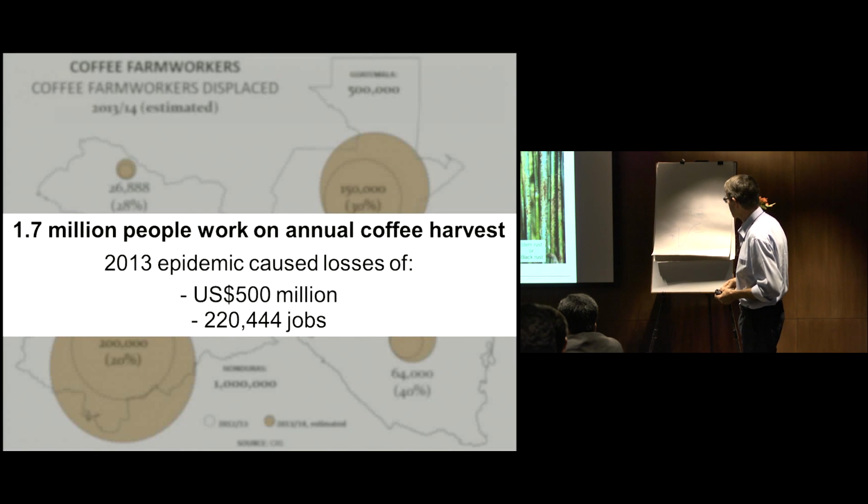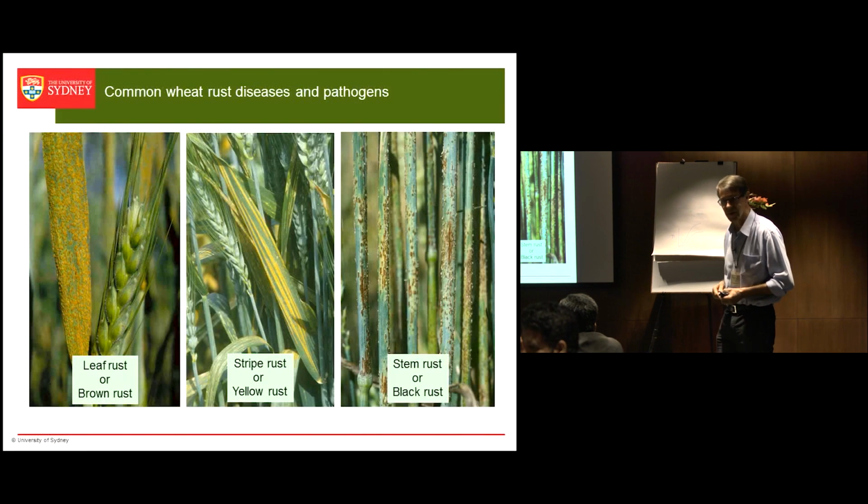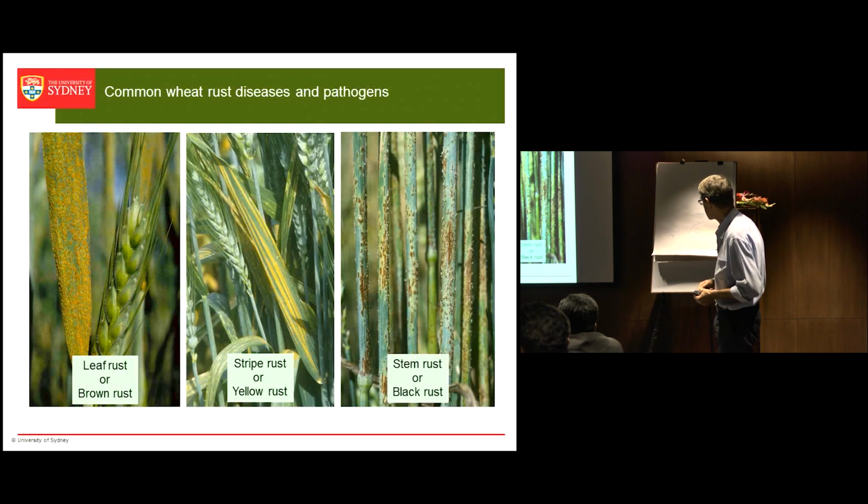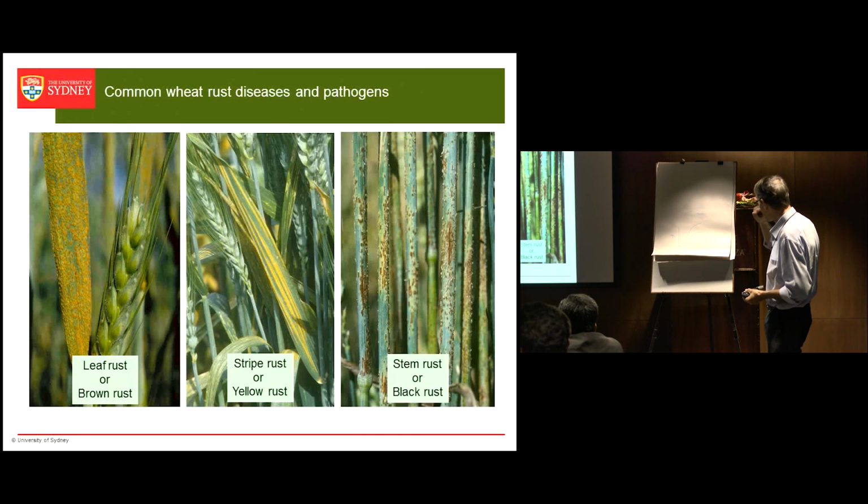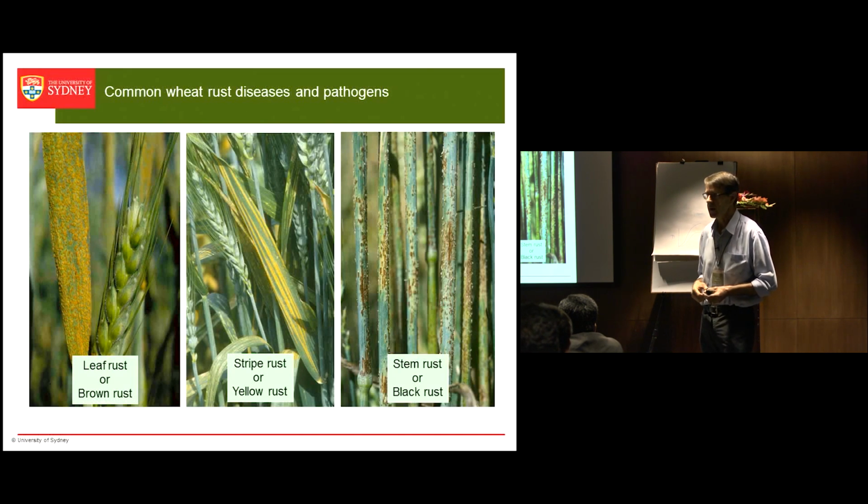All right, so here are the three rust diseases of wheat: leaf rust, stripe rust, stem rust, also known as brown rust, yellow rust and black rust, depending on what part of the world you come from. I just want to point out something here. We often read, people will write a paper and they'll talk about leaf rust as the pathogen. Leaf rust is not the pathogen. Leaf rust is the disease, right? And the disease is the pathogen and the host.